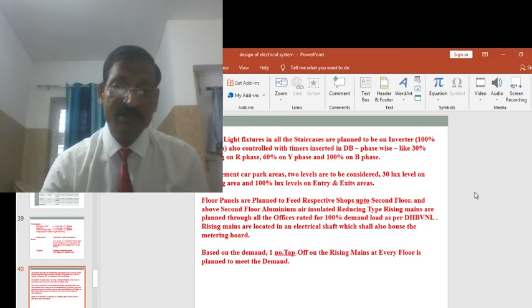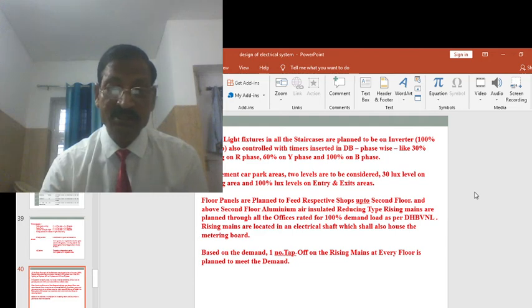In basement car parking, two levels are to be considered: 30 lux level on parking area and 100% lux level on entry and exit area.